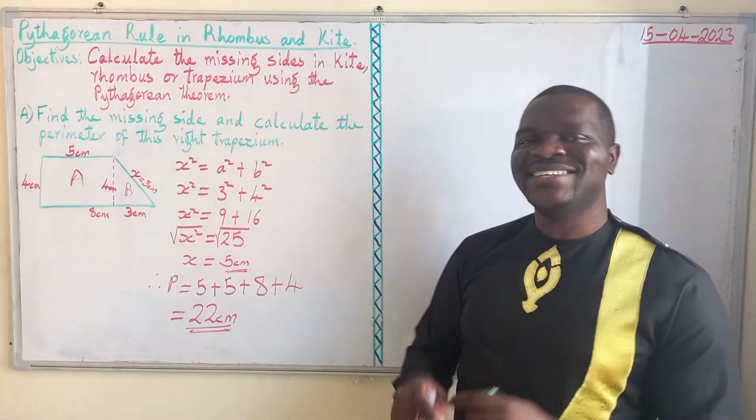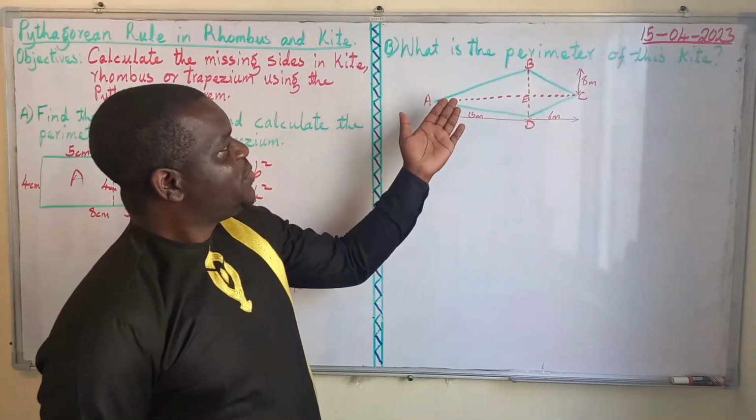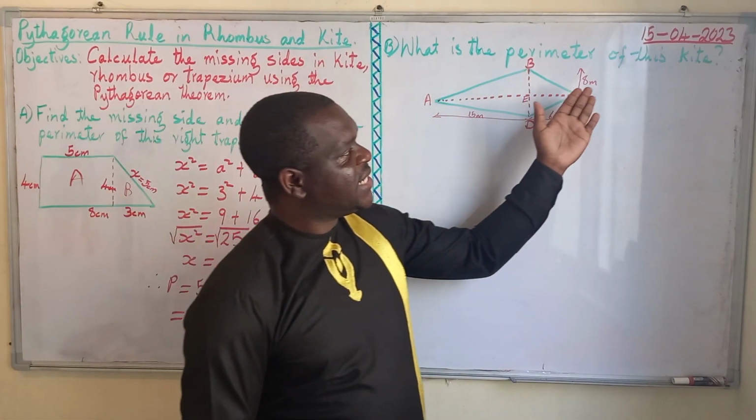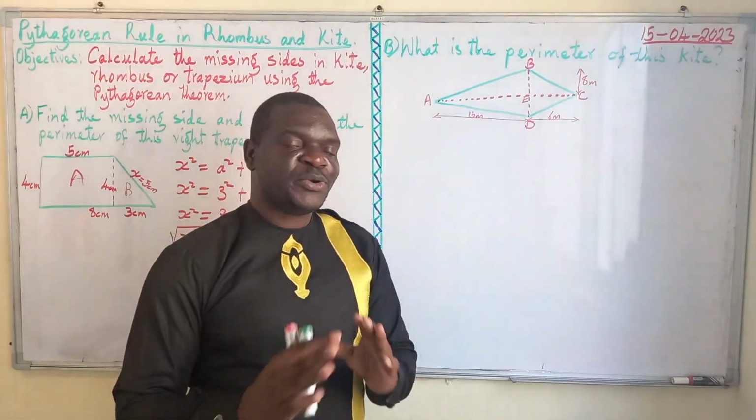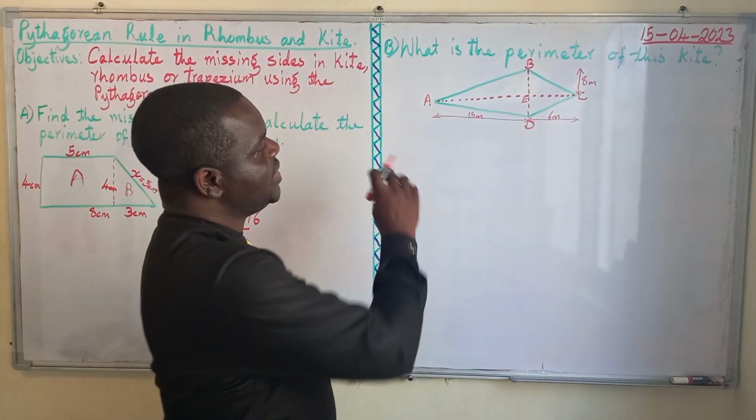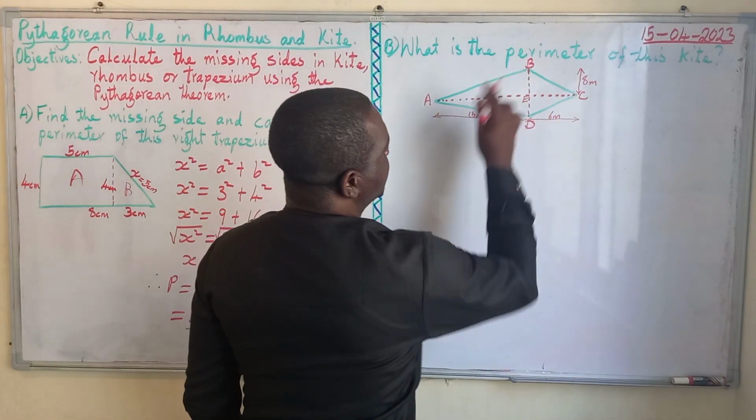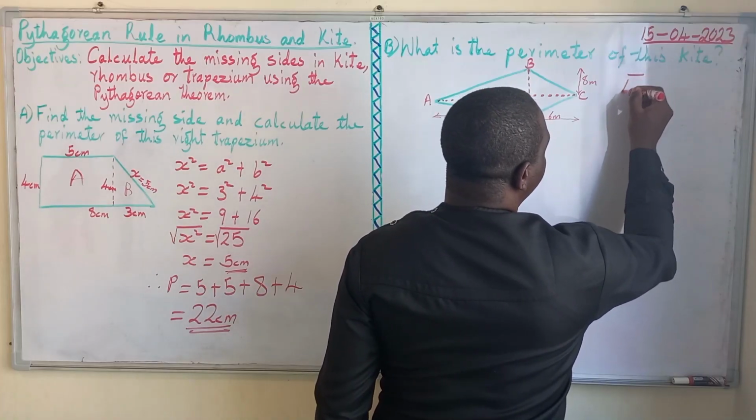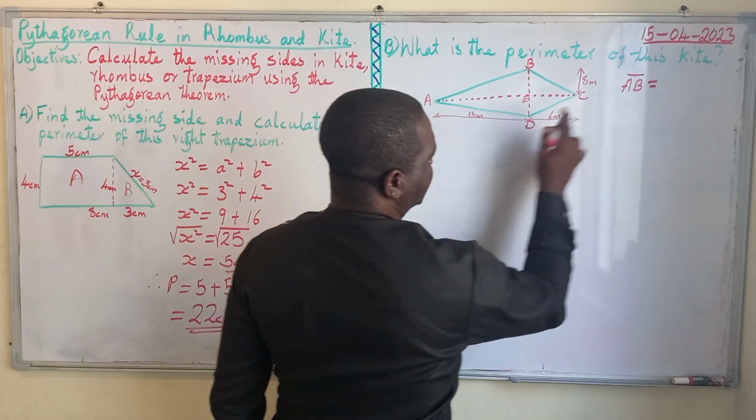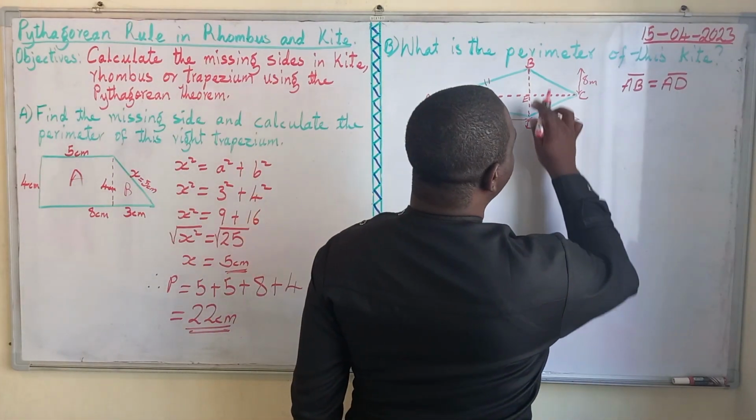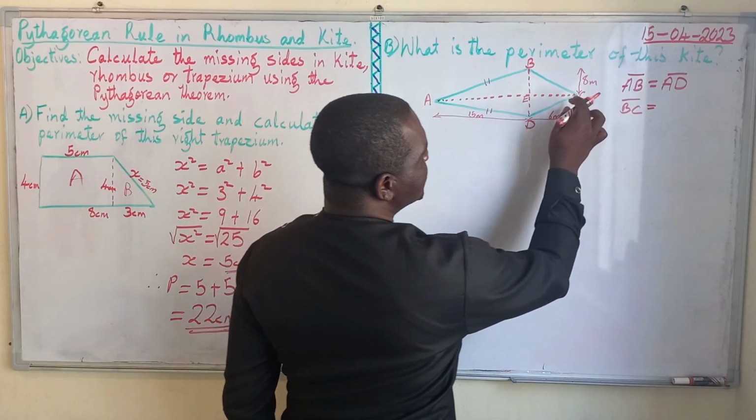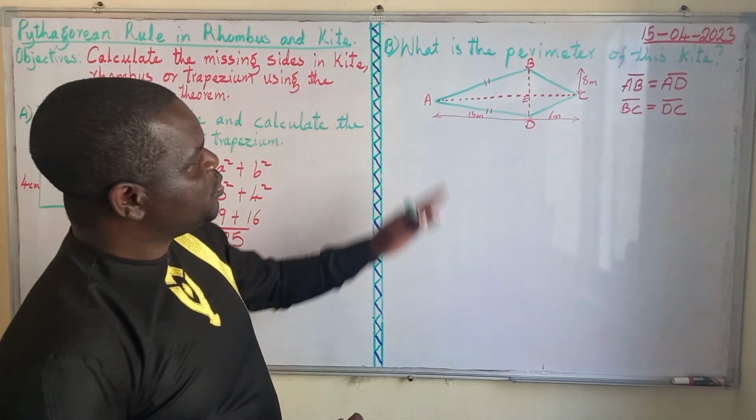With this, let's move to the second example. Here we have a second example, and it says, what is the perimeter of this kite? Before we go into solving, let's establish certain aspects of a kite. In a kite, the line segment AB is equal to the line segment AD. Also, line segment BC is equal to the line segment DC. If we are okay with that, we move forward.